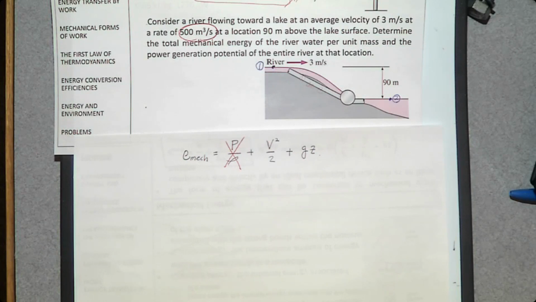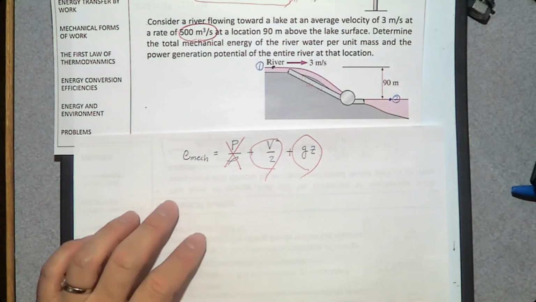So the next one, the kinetic energy. Is there kinetic energy change? Yes, there is, because the velocity is 3 meters per second. The velocity of the lake? What is the velocity of a lake? 0. So there is no velocity, so there is kinetic energy change. What about potential energy? There is a potential energy change. Look at that, 90 meters. So we need to consider kinetic energy change and potential energy change, an upgrade from the previous problem, right?